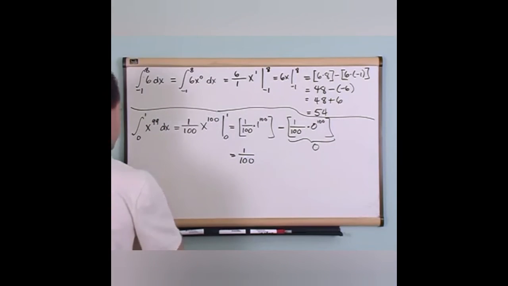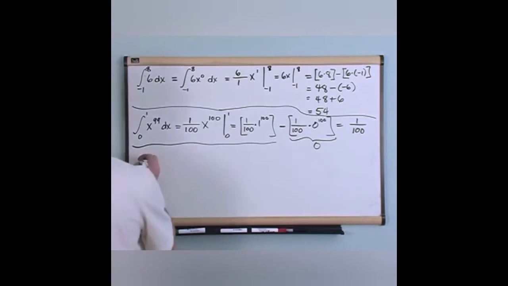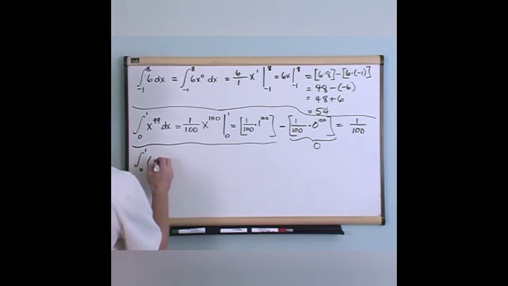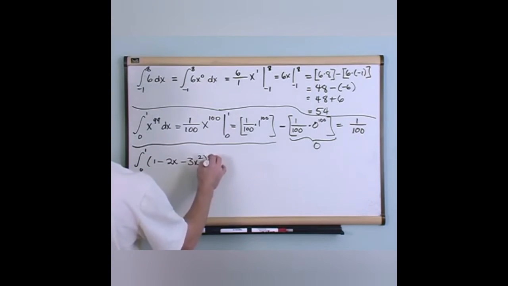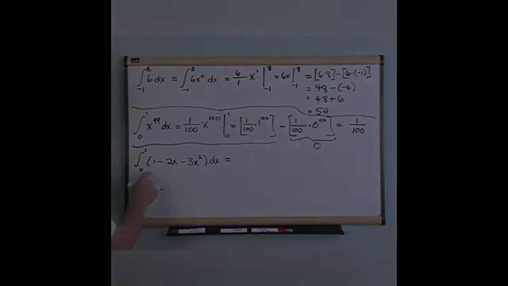Okay? So I'm going to write equal 1 over 100, just like we just said, and we'll work the next problem underneath here. Okay, now what if we had a problem that looked like this? Integral from 0 to 1 of 1 minus 2x minus 3x squared dx. Okay, and we want to evaluate this guy. Now here we have basically a polynomial. We know how to integrate each part of it, and they're simply added together.